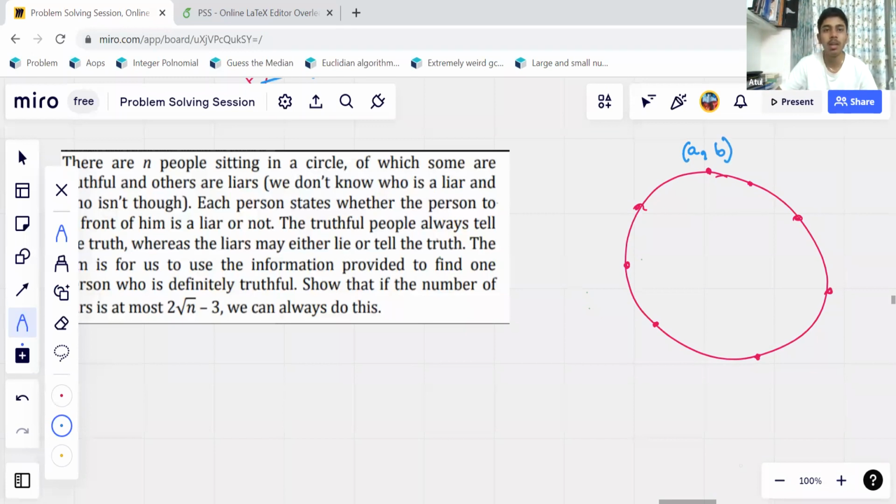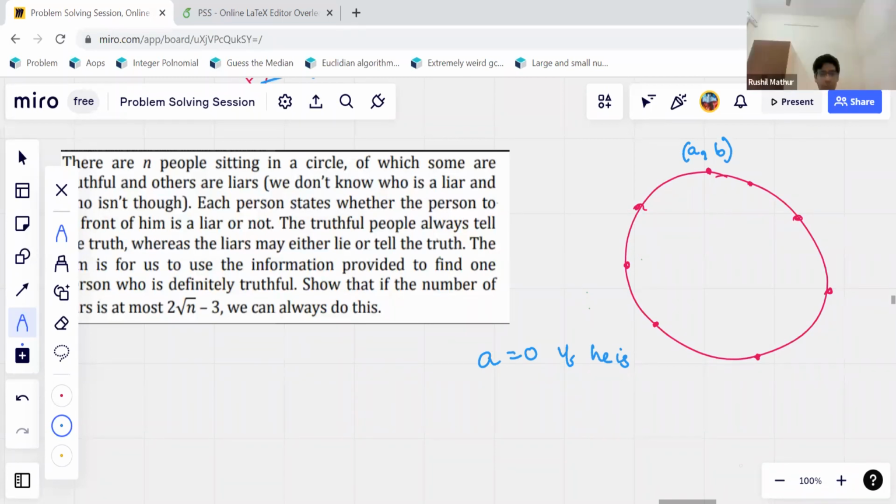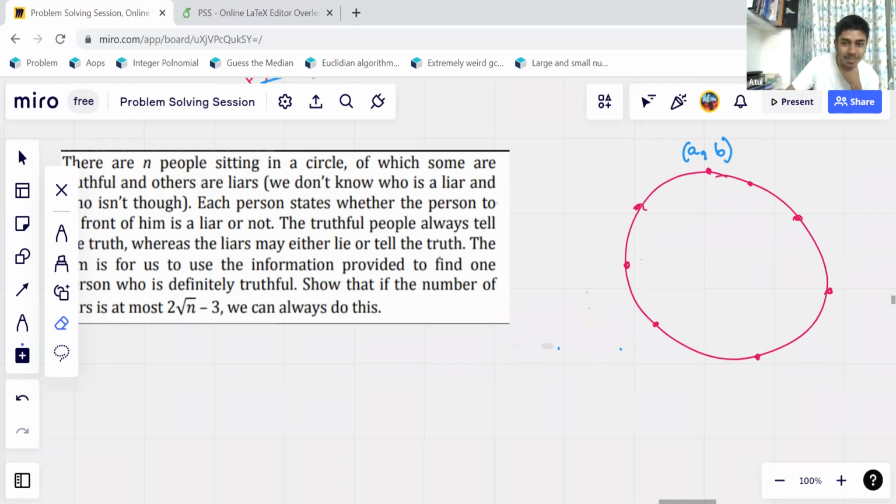To every guy, let's assign a pair (a, b), where a is 0 or 1 and b is 0 or 1. So we'll say a is 0 if he is truthful. Oh wait, that's just so annoying. So even if you're lying and telling the truth, you shall count as a liar. Like, if the guy behind you says he's a liar, then he would be truthful. If he is a liar, but he said the truth, then yeah, he's a liar anyway. How do you do this?